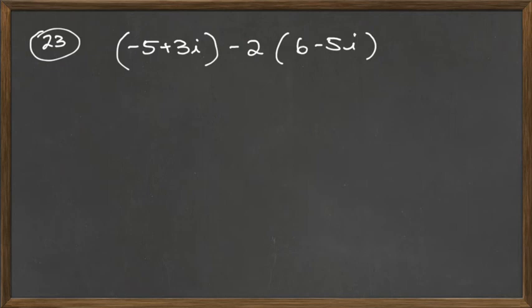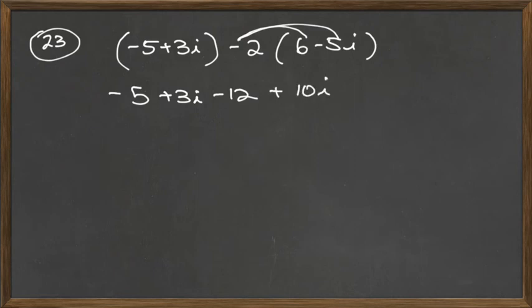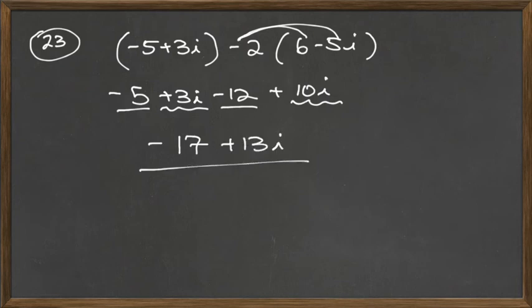Okay, if we clear the parentheses, negative 5 plus 3i, distribute the negative 2: a negative 12 and a positive 10i. Now what? Combine like terms. Negative 5 minus 12 is a negative 17, and 3 and 10 is 13i. Done. Do we have this answer? Yes, we do.